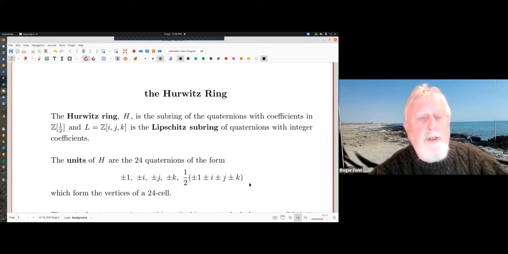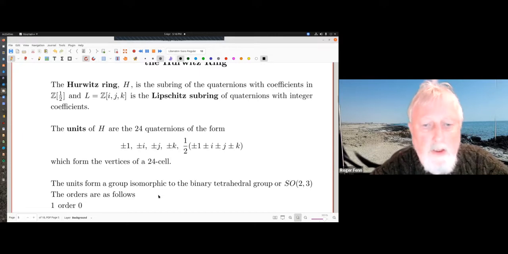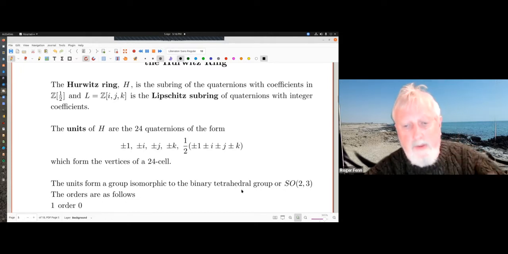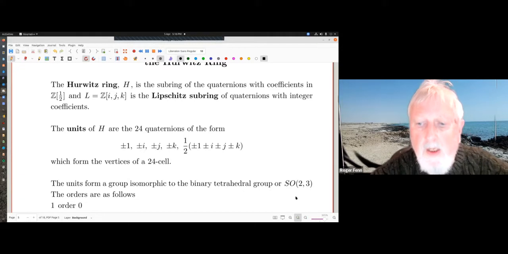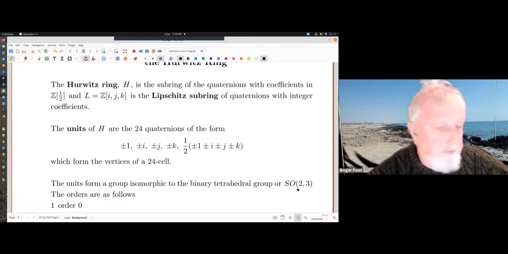And because they're units of a ring, they actually form a group. And I am grateful to Martin and Andy for telling me what this group is. It's the binary tetrahedral group, or tetrahedral group of symmetries of the tetrahedron, and then it's binary, so it's sort of multiplied by 2. Or another way of looking at it is SL2 3, and we'll come back to that later on. Sorry, not SO2 3, I mean SL2 3.